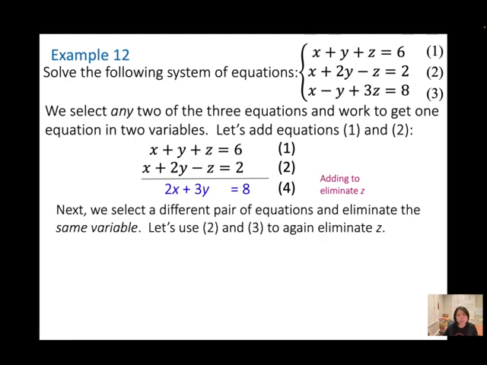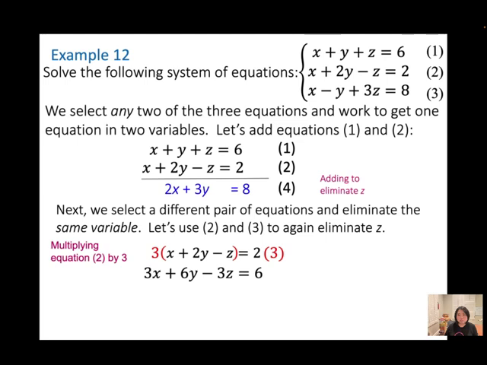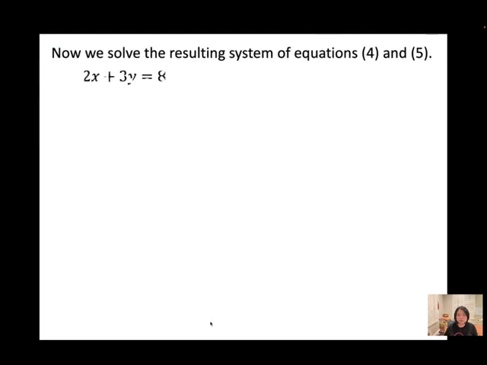But you could see when I add it up, I still have a 2z here. So what are we going to do? We're going to multiply the second equation by 3, times 3. And then equation 3, I just write it down one more time, and then add it up together. You're going to get 4x plus 5y equal to 14. So you do have 2 linear equations with 2 variables. Okay, let's take care of these 2 equations.